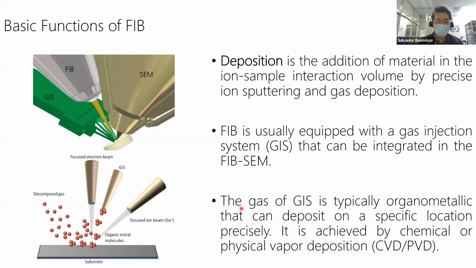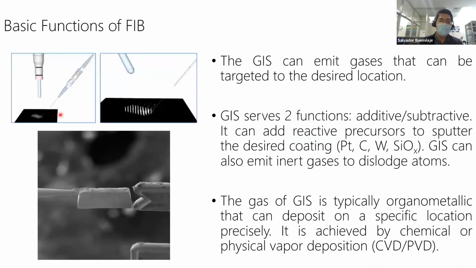So here, for example, the GIS could emit gas, typically organometallic, and the governing mechanism is chemical or physical vapor deposition. In some applications, we want to chemically react the target area to our desired oxidation state. So the GIS of FIB makes this possible, with site-specific reactivity.